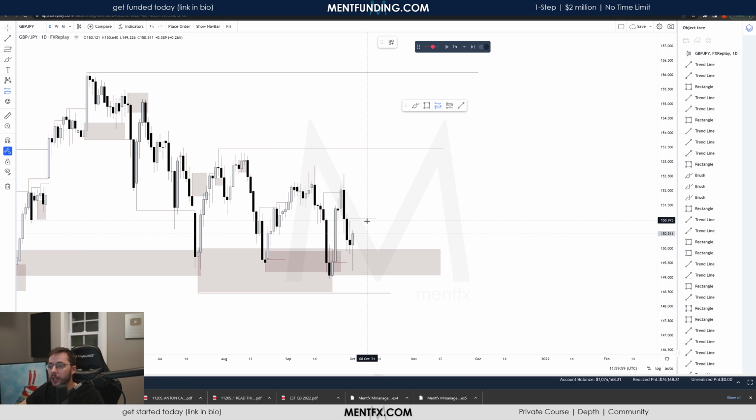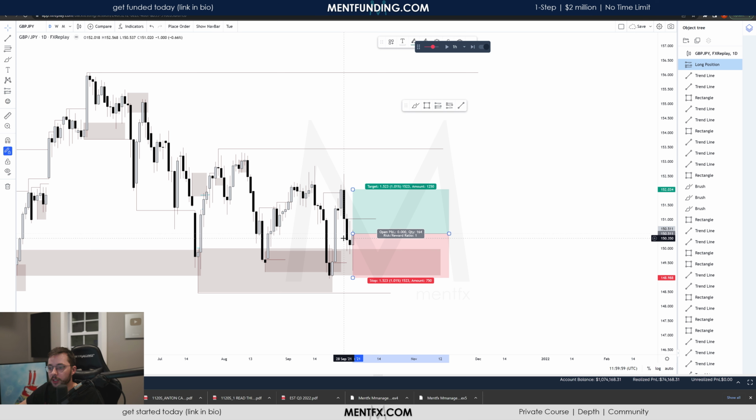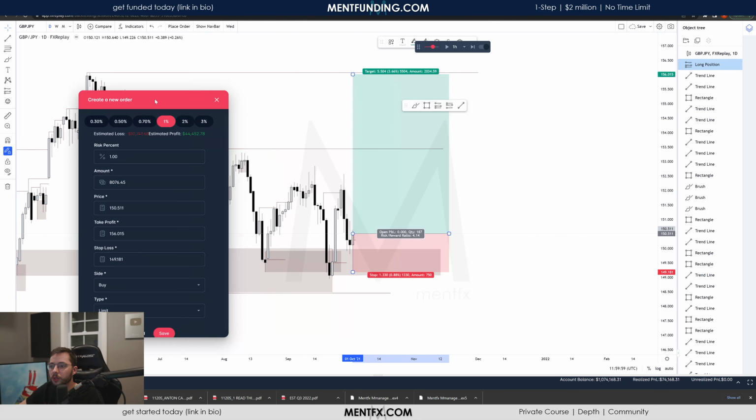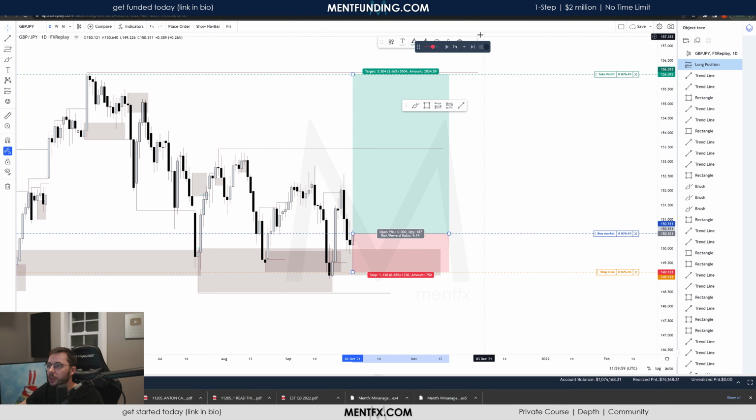Okay, so I don't want to give it another chance to keep going up. You can see that this again meets that same rule, just like that. We're going to place an order once again on this 1%, market, save, and we're in. Just gonna let it do its thing.